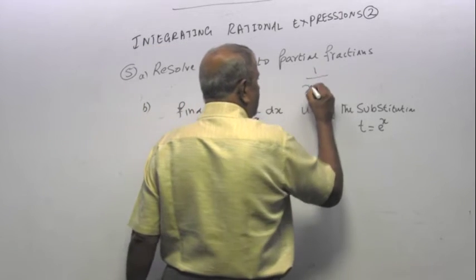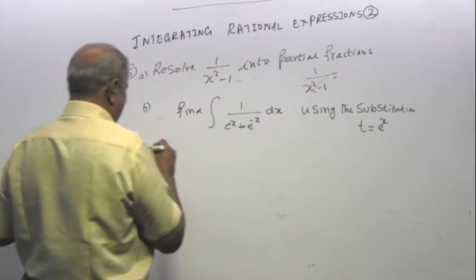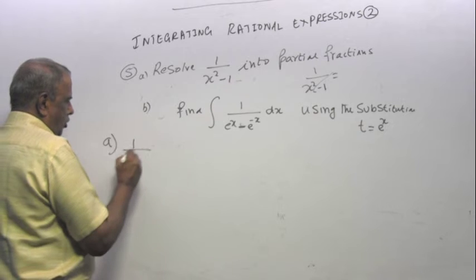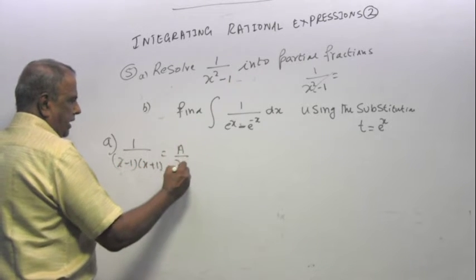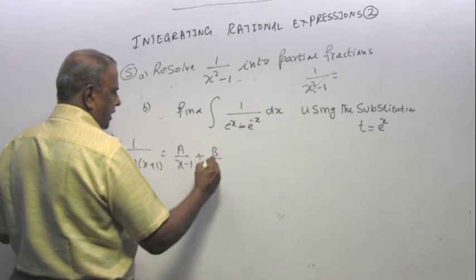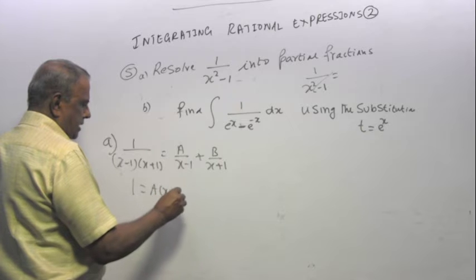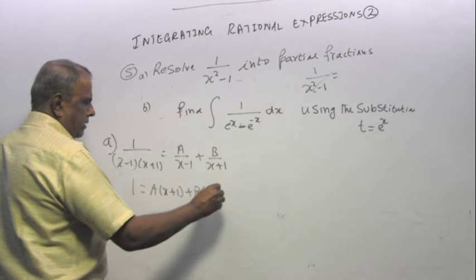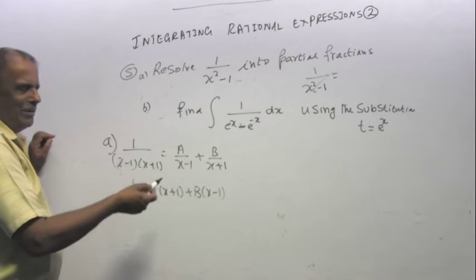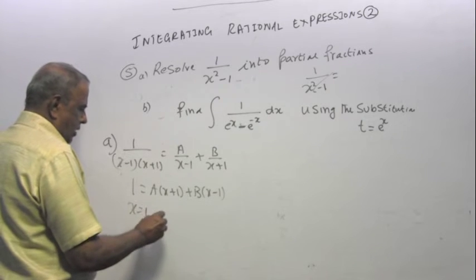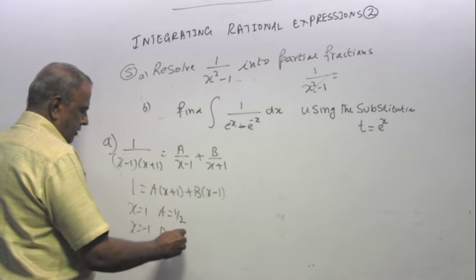So I will then talk to you. I said something before. Let's do it here. So part A, 1 over x minus 1 times x plus 1 equals a over x minus 1 plus b over x plus 1. So 1 equals a times x plus 1 plus b times x minus 1. I don't want to teach you the cover up rule. It's easier, but it's confusing. It's basically the same thing. So put x as 1, a equals half. Put x as minus 1, b equals minus half.